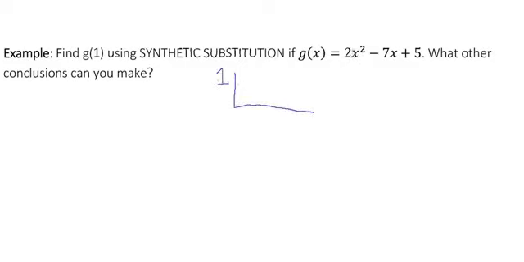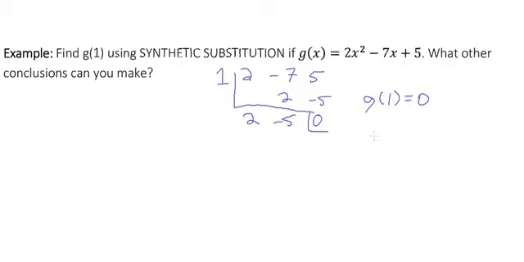Let's see if we need any placeholders here. Squared, linear, constant. We do not need a placeholder. 2, negative 7, and 5. So now I'm going to do synthetic division with the 1. Drop the 2, multiply, add, 0. So I just showed that g of 1 would equal 0. And you could always verify that. If I substitute in 1 here and 1 here, I'll get 2 minus 7 plus 5, which is 0.